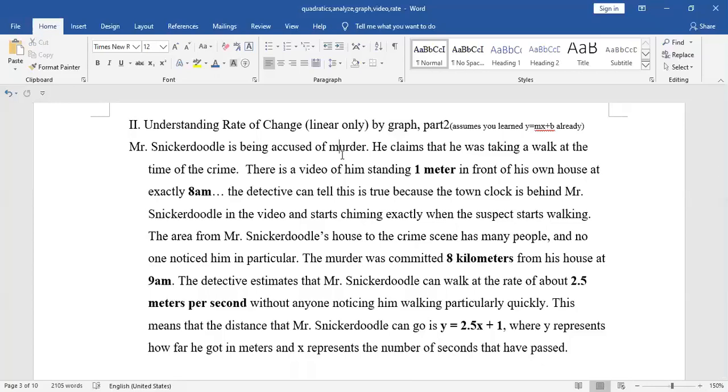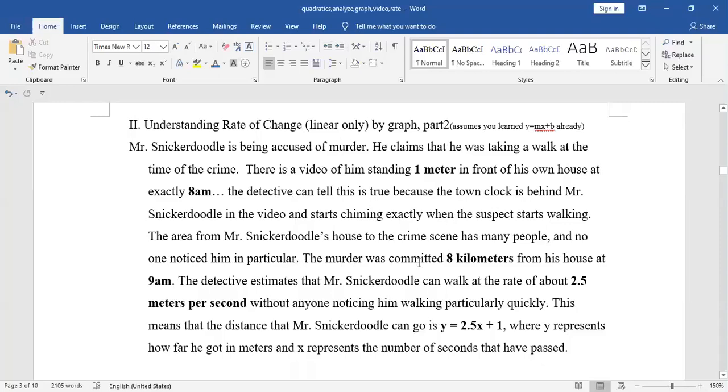Mr. Snickerdoodle is being accused of murder. He claims that he was taking a walk at the time of the crime. There is a video of him standing 1 meter in front of his own house at exactly 8 a.m. The detective can tell this is true because the town clock is behind Mr. Snickerdoodle in the video and starts chiming exactly when the suspect starts walking. The area from Mr. Snickerdoodle's house to the crime scene has many people, and no one noticed him in particular.